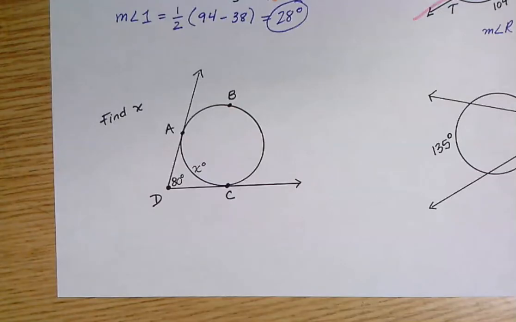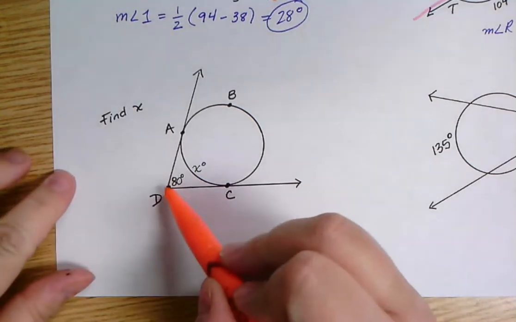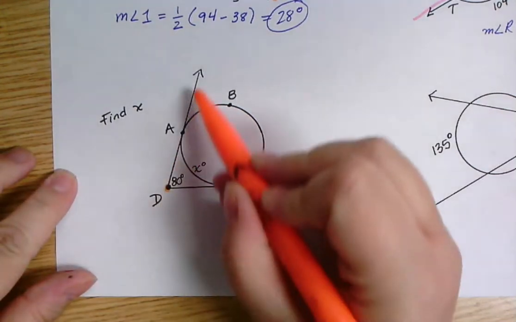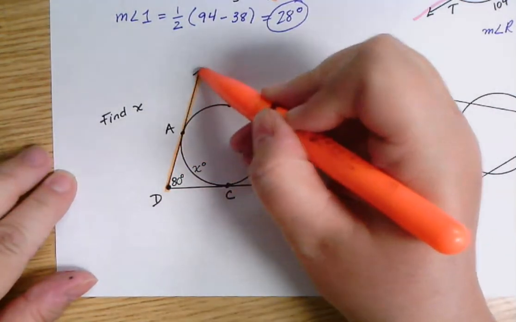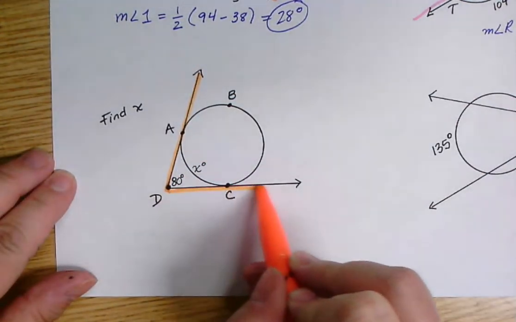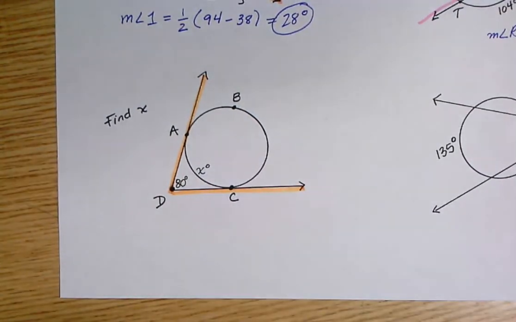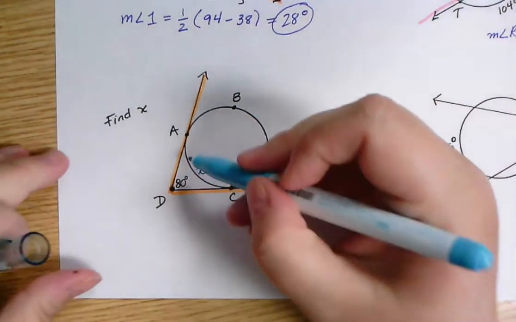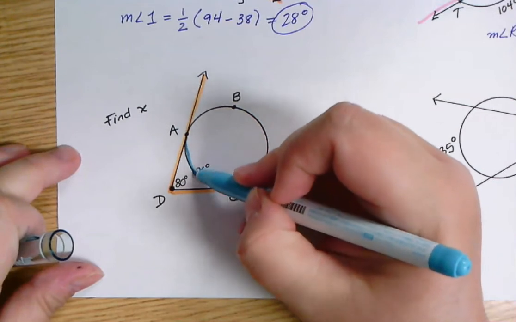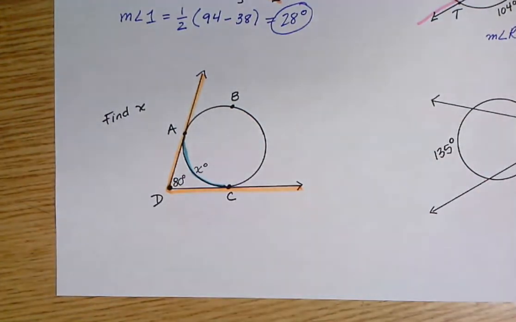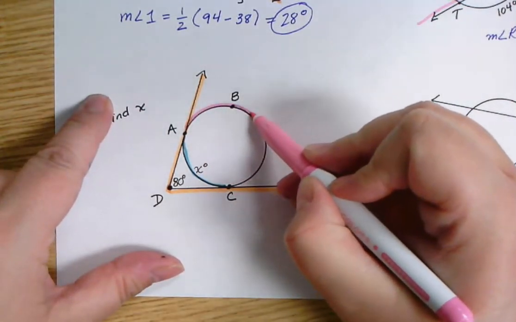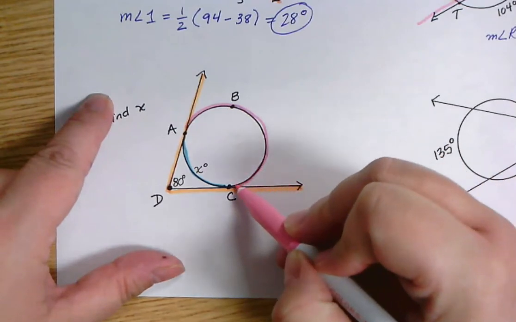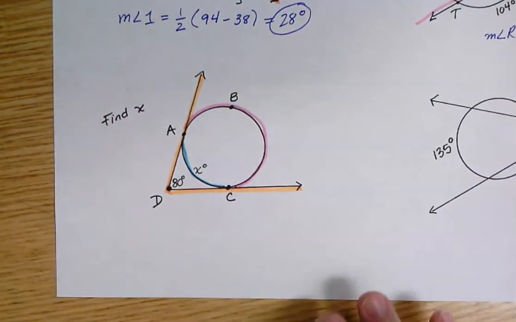In our next example here, our vertex D is formed by two sides that are both tangents to the circle. So here's one side, here's the other side. That means my intercepted arcs are this one that's labeled X and arc ABC. In other words, the long way around the other way on the circle. So those are my two arcs.